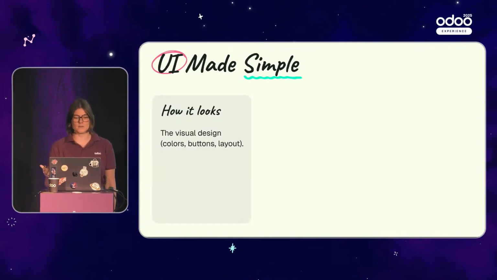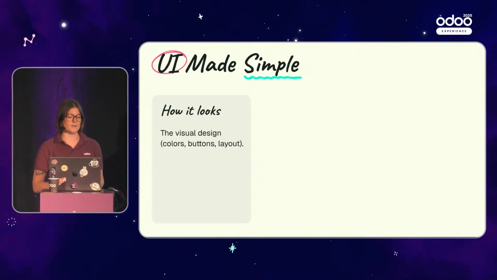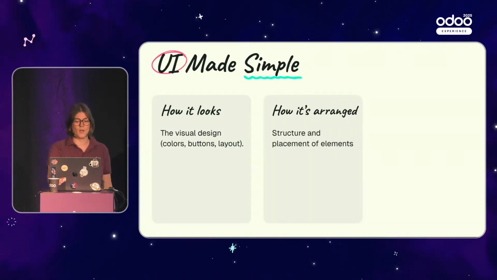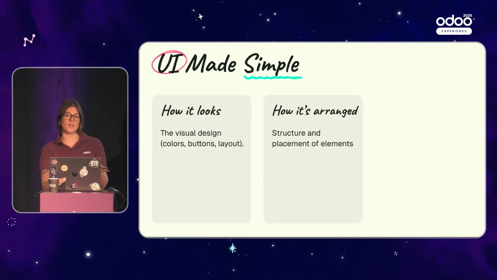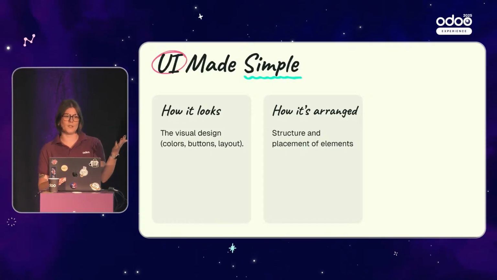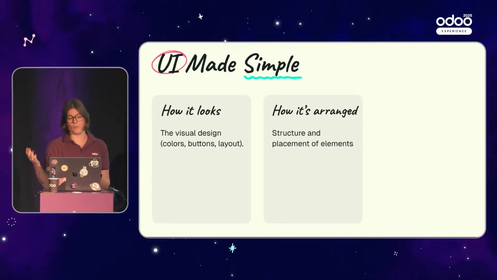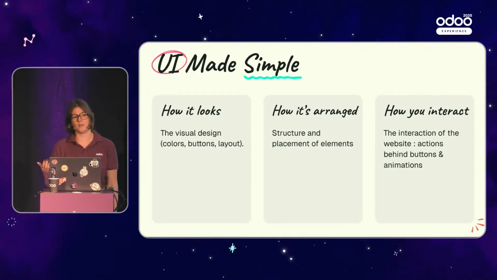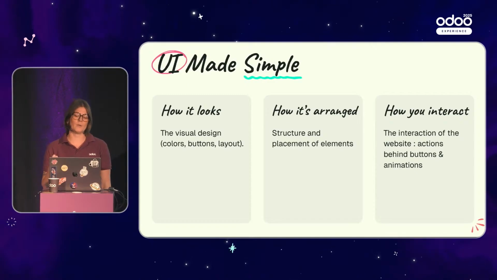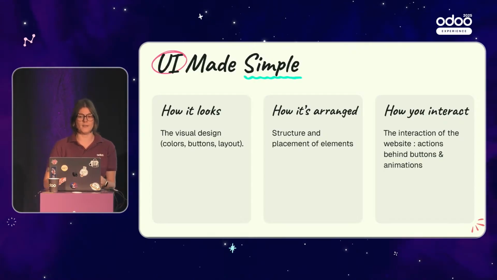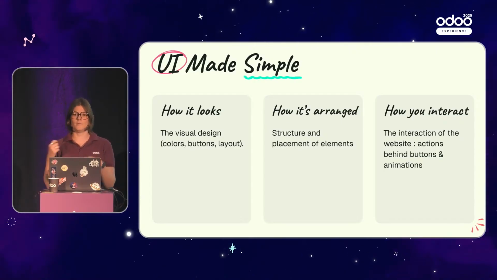Again, it's how it looks, so the visual aspect of the design. So the colors, the button, the typography, the layout. Then it's how it's arranged. So the structure and the placement of the elements. So in my website, will I have 1, 2, 3 image, the title above the image, after the image, the button, and it's how you interact. So all of the interactions you can find on the website. So the action behind button, the hover effect, the animation, it's all of the interaction.